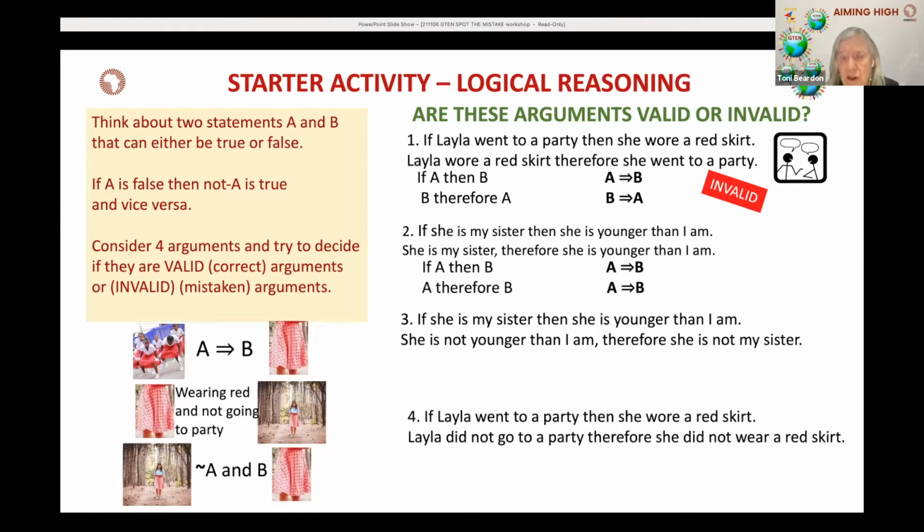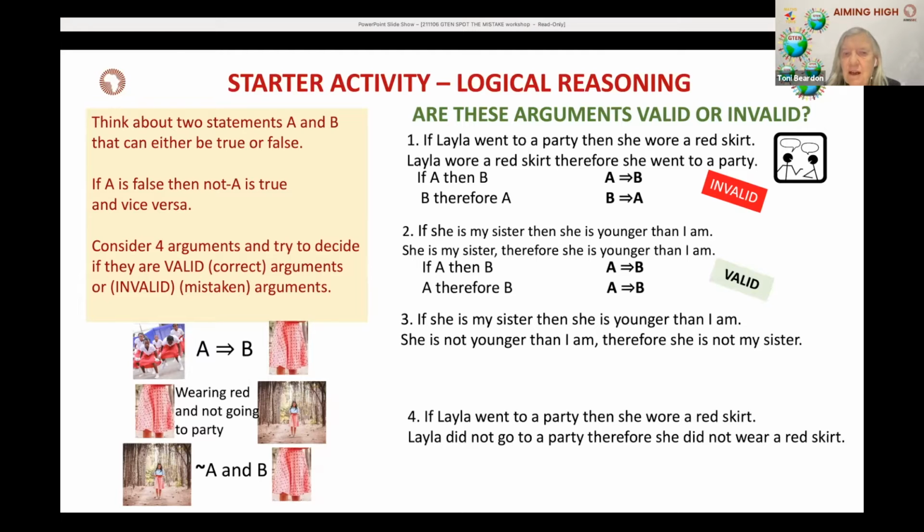Okay, she is my sister. That person over there is my sister, therefore she's younger than I am. You don't believe it? It is valid. Okay. If she's my sister, I've only got younger sisters, I don't have any older sisters.